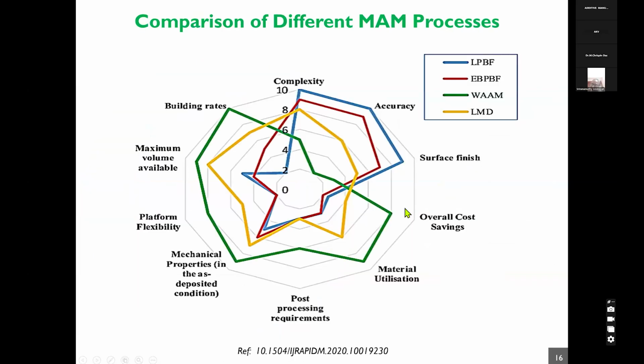So coming to the comparison of different metal additive manufacturing processes that I talked about till now, you can see here when you're looking at a very high complexity of the part, very good accuracy and surface finish requirements, laser powder bed fusion is the process. Of course, the size is a limitation here. And when you talk about very large build volume and very large build rates and also very good mechanical properties in as deposited condition and very high material utilization and cost savings, you are looking at wire arc additive manufacturing process. And other processes such as EB powder bed fusion process and laser metal deposition process or laser DED process fall in between these two extremes.